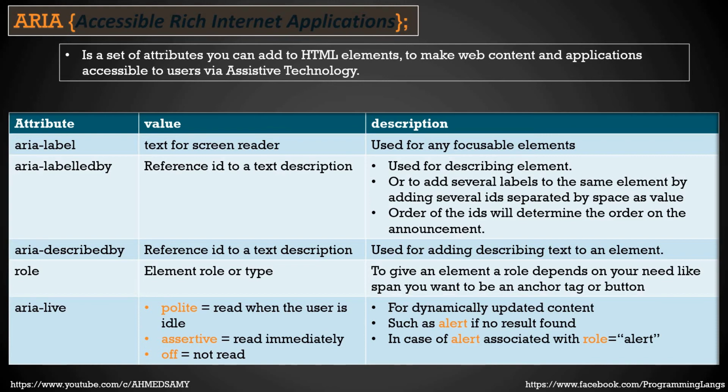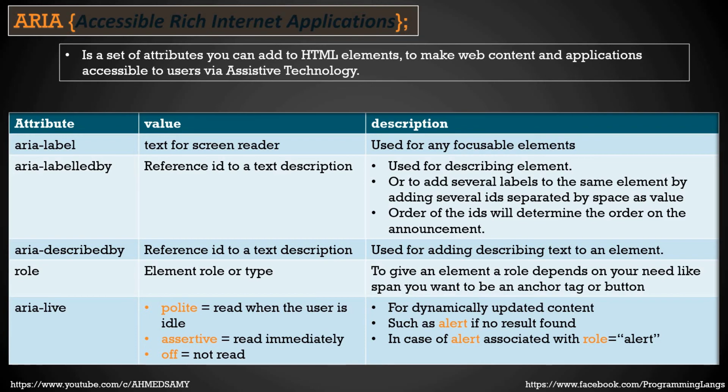we use it in case we have more than one element, like more than one label, for example, but we have only one focusable element. So we have more than one value. This element should be announced when it receives the focus. This way, we give it the value of the IDs which contain the text which we want the assistive technology to read. The order of the IDs determines the order of the announcement. So the first one will be announced first, and so on.